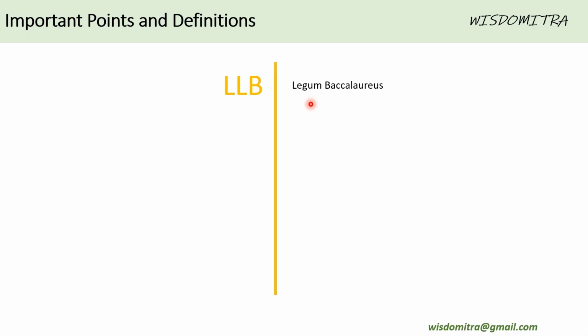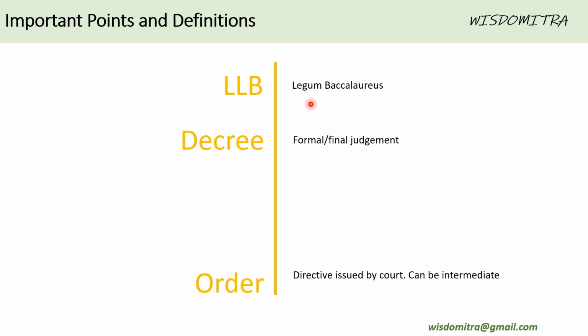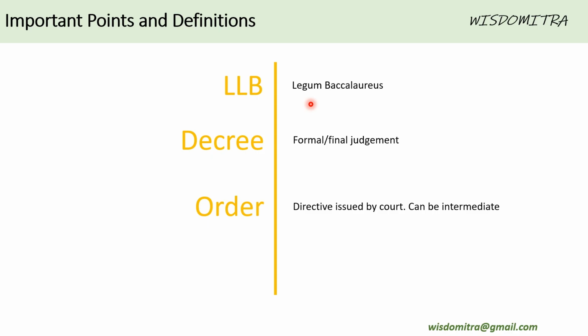LLB, it means legum baccalaureus. Decree, formal or final judgment, order, directive issued by the court. It need not be the final. It can be an intermediate one. Testator, a person writing a will.